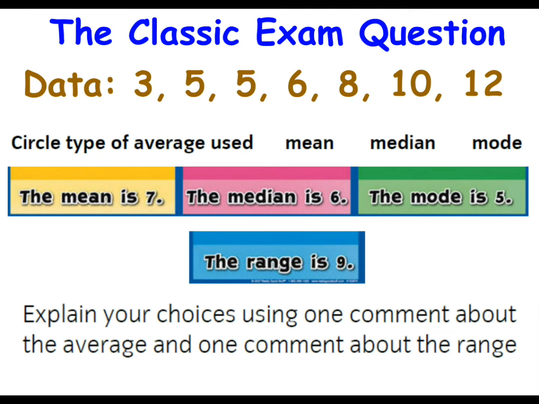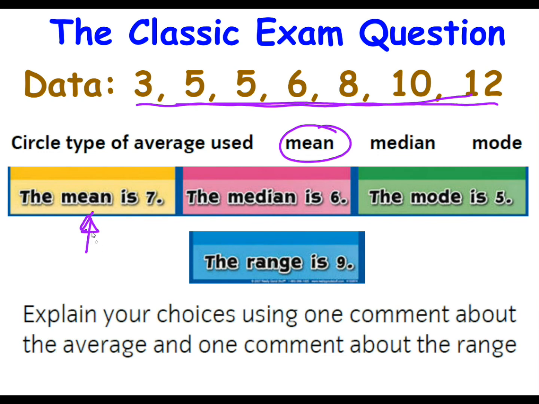So the classic exam question used to be that if you're given some data, calculate either the mean, the median or the mode, and generally we would recommend the mean because it uses all the data. So if we had our data here and calculated our mean, we'd end up with a mean of 7. The range of our data, which is 12, take away the 3, which is 9, gives us an idea of consistency. So it says on the follow-up question, explain your choice using one comment about your average.